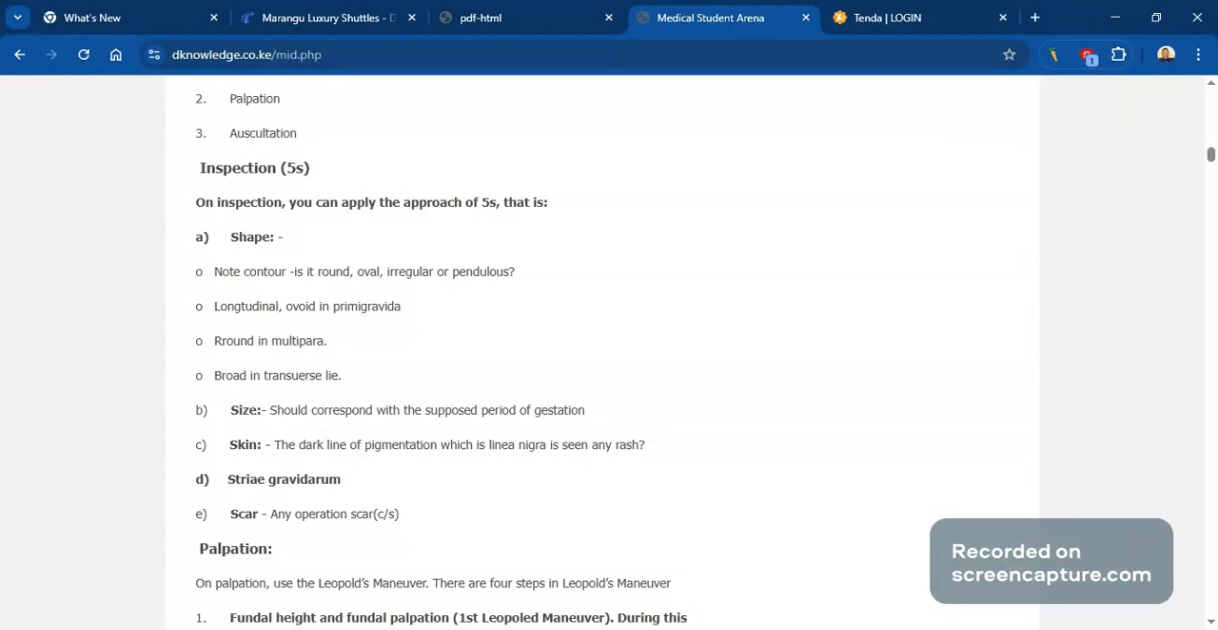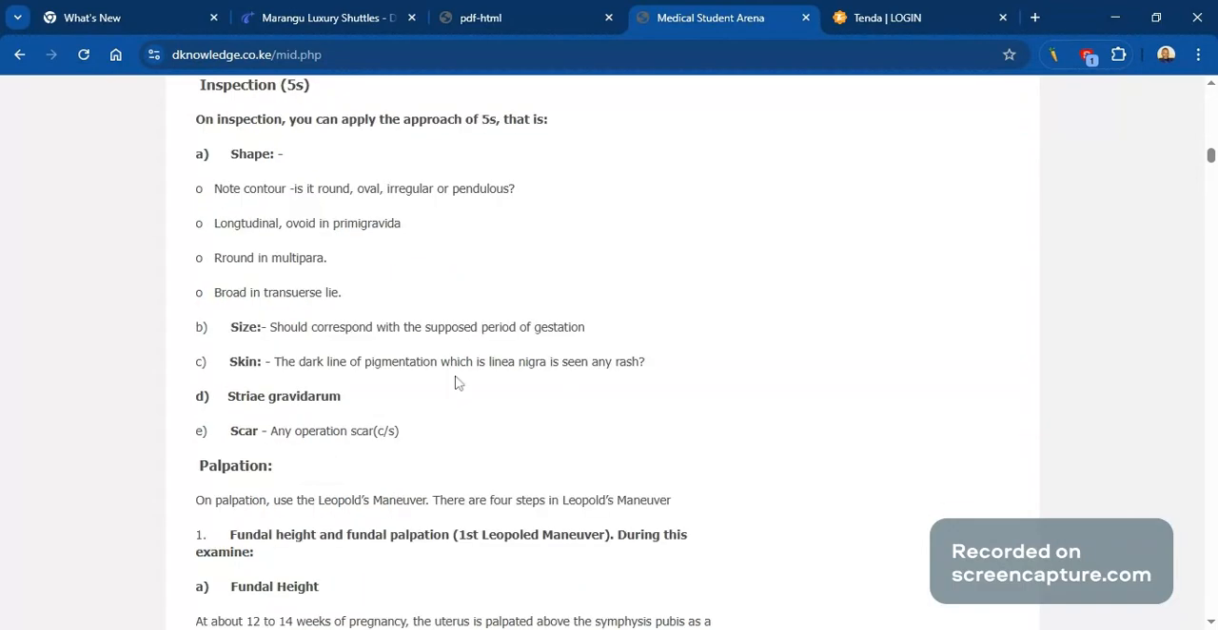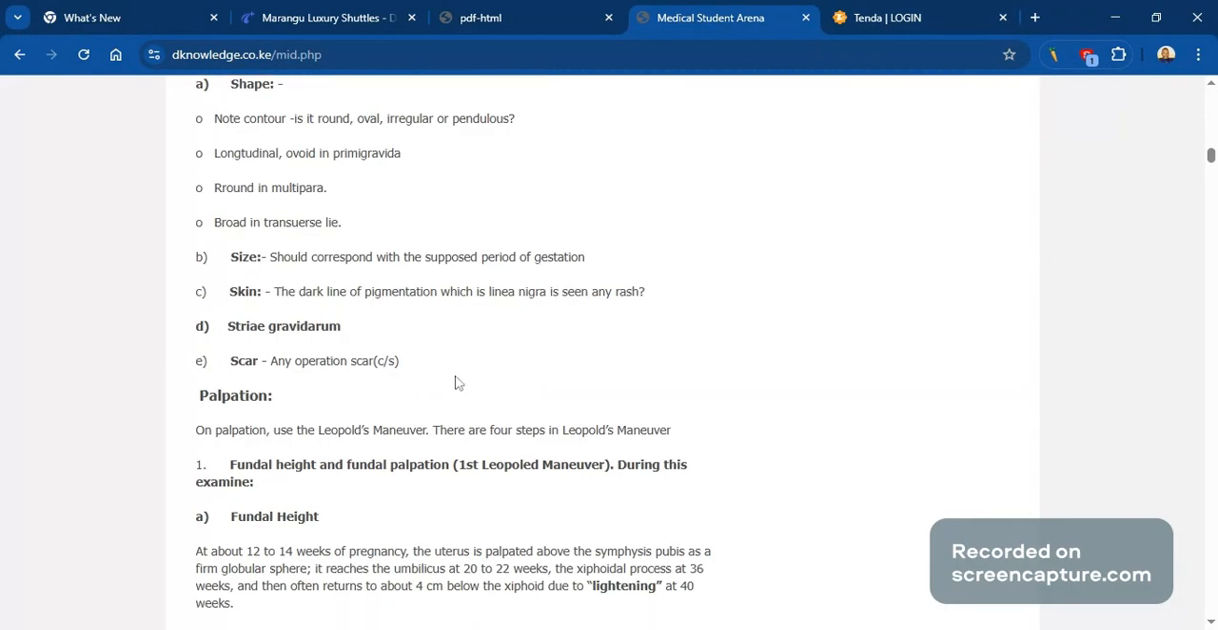Is it round, oval, irregular, pendulous, longitudinal? It is supposed to be ovoid in a primigravida, round in a multipara, and broad in what we call the transverse lie. Now, size should correspond to the supposed period of gestation. Skin: note the dark line of pigmentation, the linea nigra, and any rash. Striae gravidarum, any operation scar, check on that.